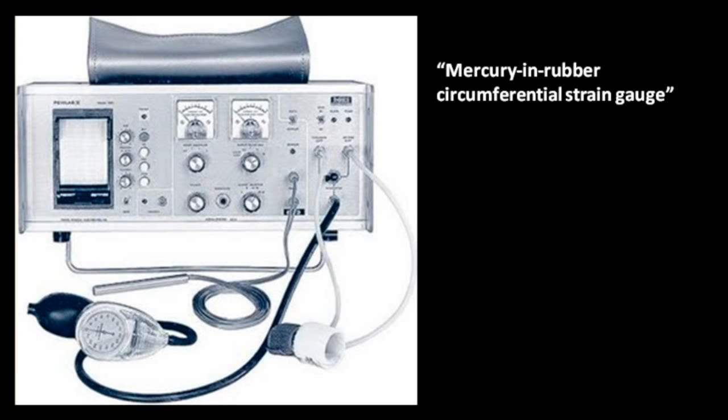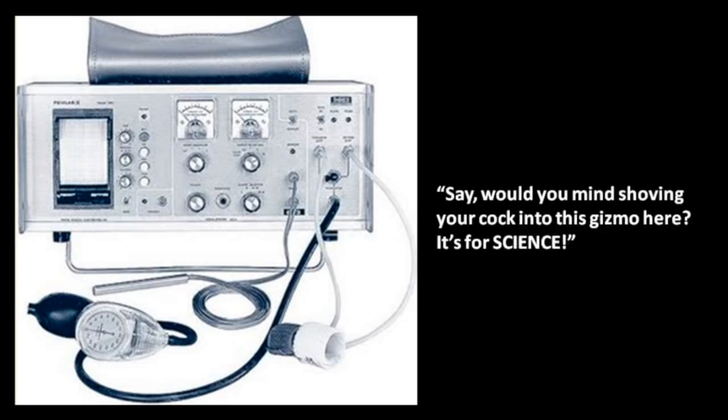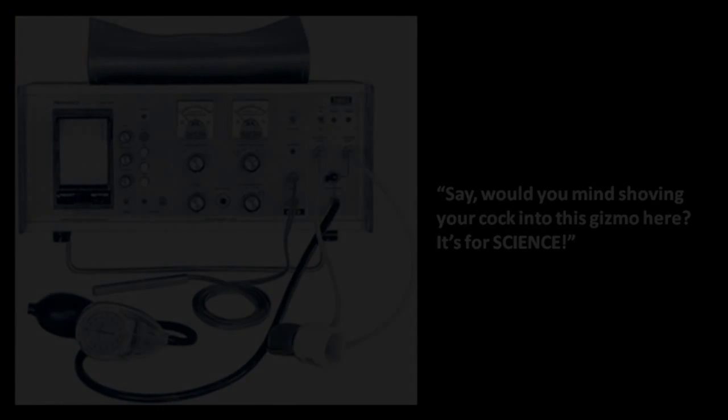All you need is a mercury in rubber circumferential strain gauge, also known as a penile plethysmograph, or as I like to call it, the boner meter. Yes, medical science really does have instruments for this sort of thing. Although it kind of makes you wonder what the conversation must have been like, where the researchers tried to convince the subjects to actually put this thing on.